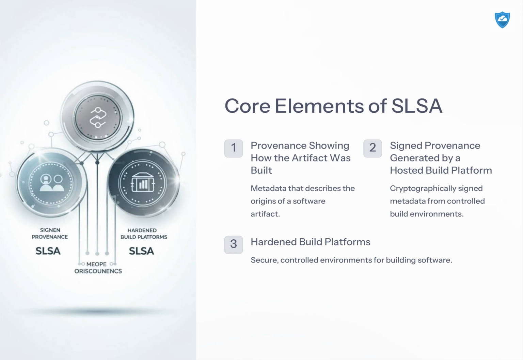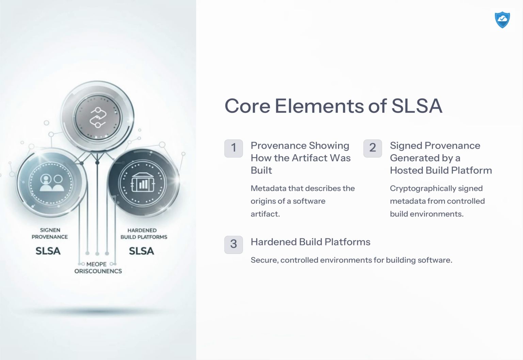When exploring the core elements of SLSA, it's essential to understand the facets that ensure software security and integrity. First, we have provenance showing how the artifact was built. This involves metadata that fully describes the origins of a software artifact, allowing users to see exactly how it came to be. Secondly, signed provenance generated by a hosted build platform provides a layer of security as the provenance metadata is cryptographically signed by trusted build environments. This adds a level of assurance to the information provided.